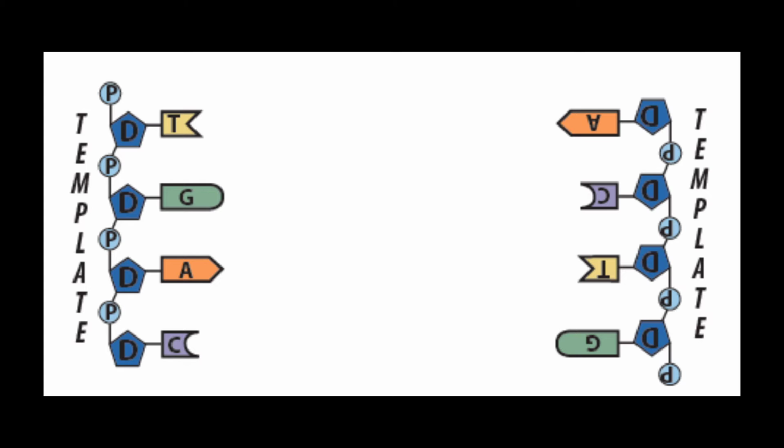The second requirement is the template. The DNA must possess the fidelity of base pairing: thymine is only paired with adenine, and guanine is only paired with cytosine. And the third and last requirement is the enzymes and other proteins.